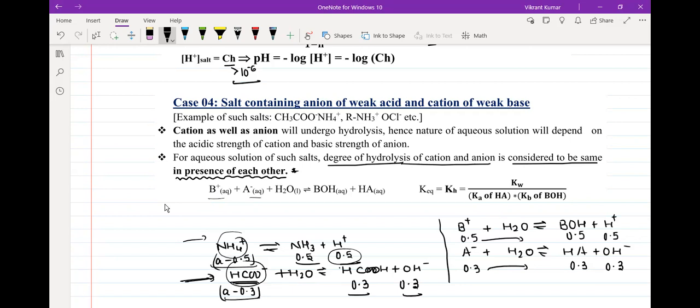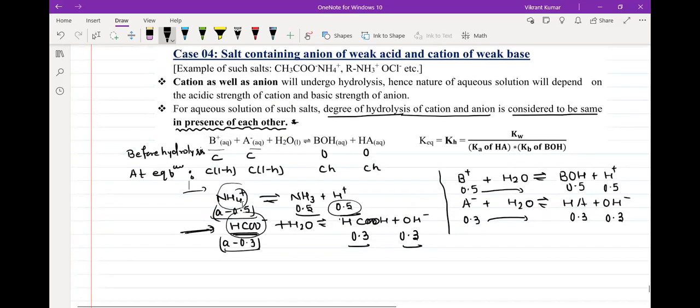Clear? So now whenever I'm doing that, I'll write if it was C, 0 and 0. It will become C into 1 minus h at equilibrium. This will become C into 1 minus h at equilibrium. This will be Ch and Ch. This was before hydrolysis, and this is after, at equilibrium. Is it okay? Now, at equilibrium, we'll write K equals Q.